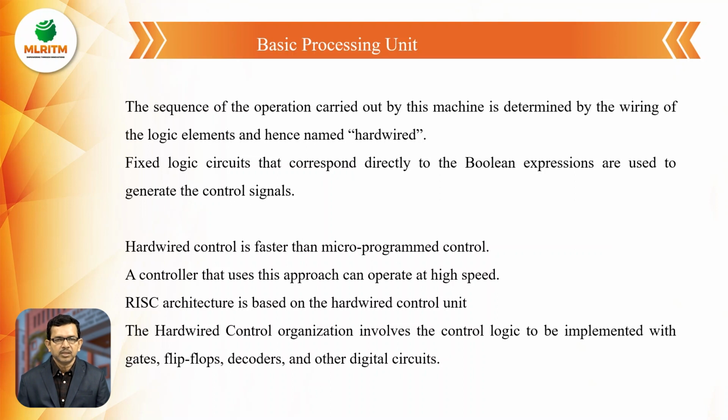So processing instructions using the hardwired control unit can be considered the fastest way of executing instructions. RISC architecture is based on the hardwired control unit. RISC and CISC are the two architectures we use for the execution of instructions in digital computers. So the hardwired control unit uses the RISC architecture, where it works completely based on the architecture of this particular component.